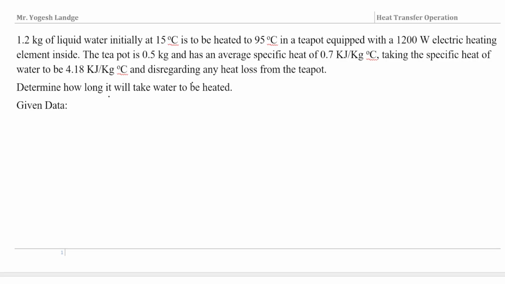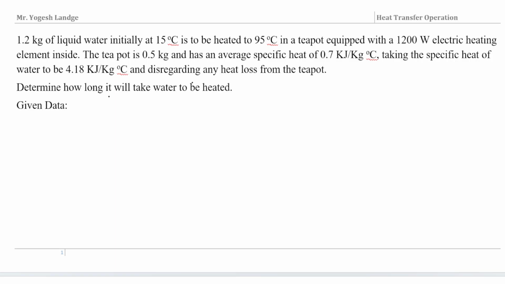So the statement that is to be read here is: 1.2 kg of liquid water initially at 15 degrees Celsius is to be heated to 95 degrees Celsius in a teapot equipped with a 1200 watt electrical heating element inside. The teapot is 0.5 kg and has an average specific heat of 0.7 kJ per kg degree Celsius. Taking the specific heat of the water to be 4.18 kJ per kg degree Celsius and disregarding any heat loss from the teapot, determine how long it will take for the water to be heated.